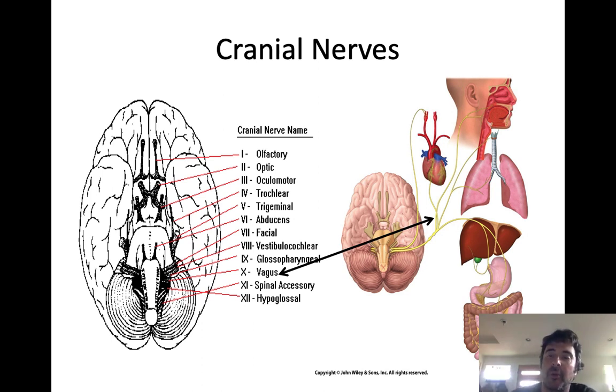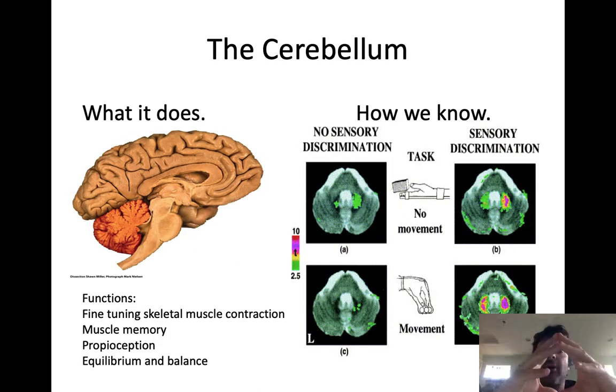So remember that the peripheral nervous system transmits sensory input to and motor input away from the central nervous system. So know those cranial nerves. You're going to have a detailed lecture about them.